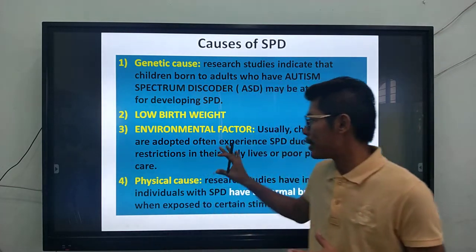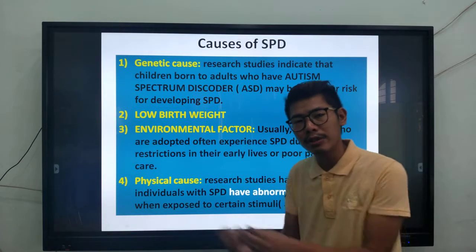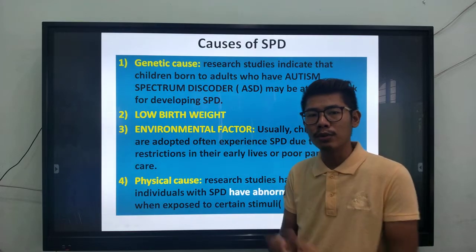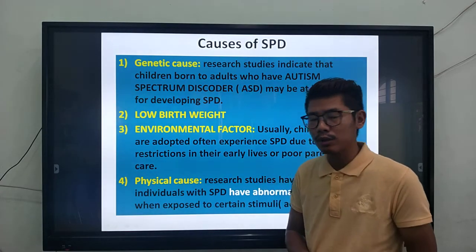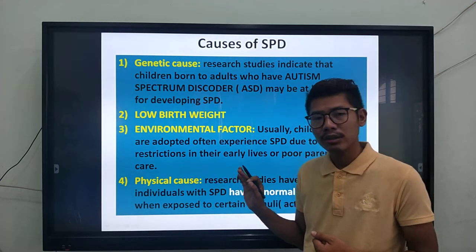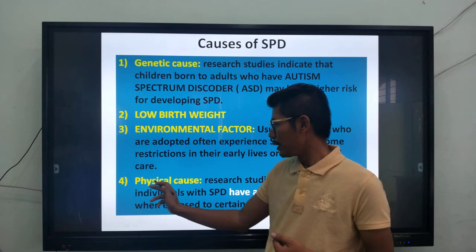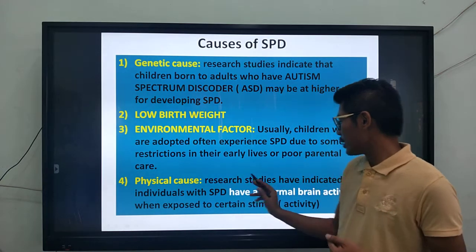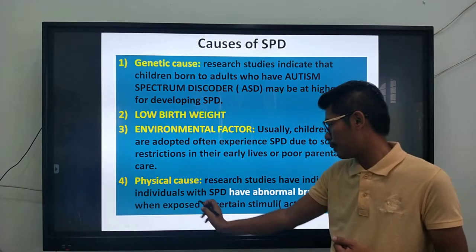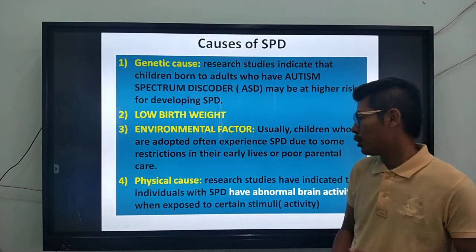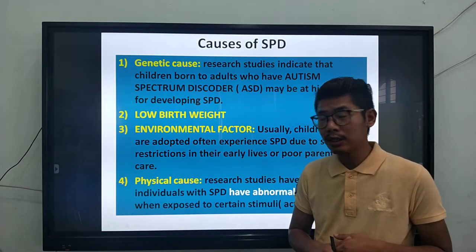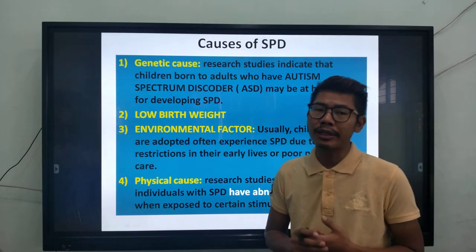Just like that, a person who's adopted may have certain restrictions, not able to express his opinions and views, so he may lack in sensory processing. Then the next one is called physical cause. Research studies have indicated that individuals with ASD have abnormal brain activity with exposure to certain stimuli. So your brain may not be functioning properly, and because of this, it may also cause SPD, that is sensory processing disorder.